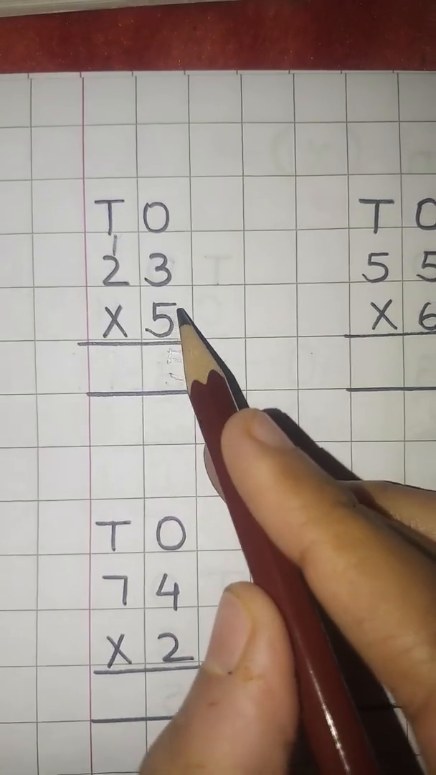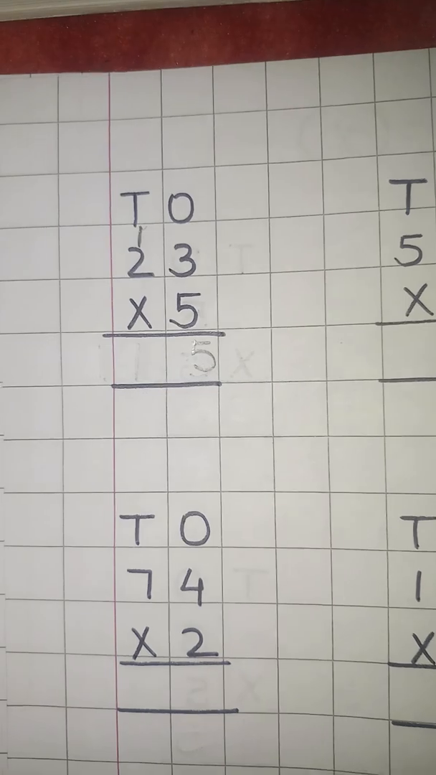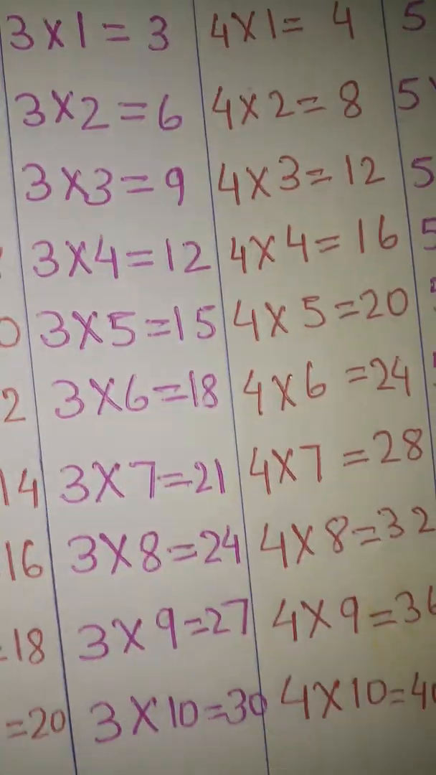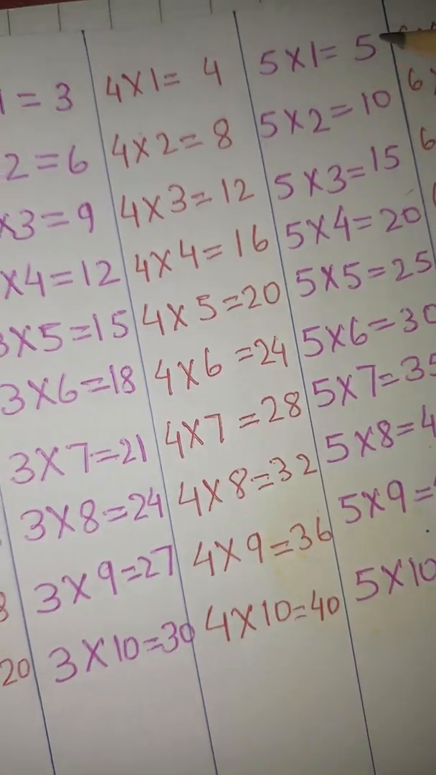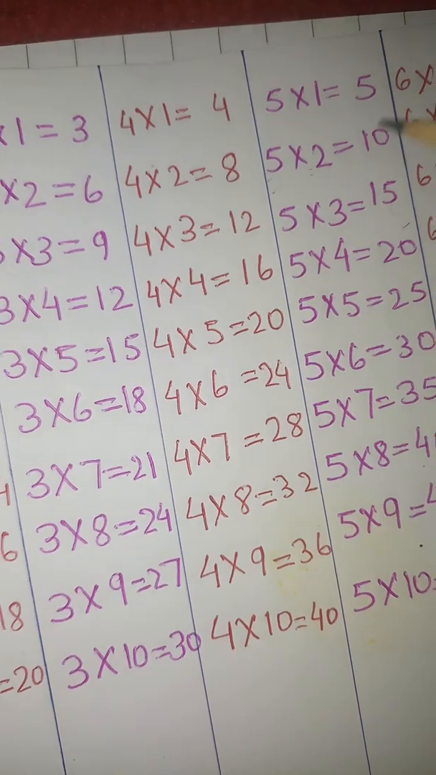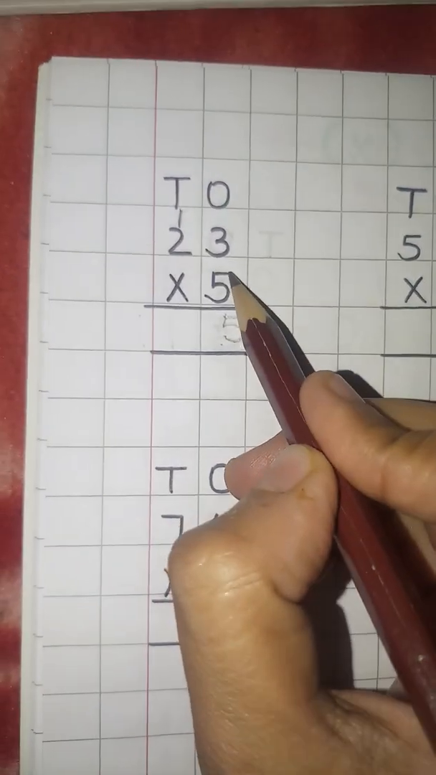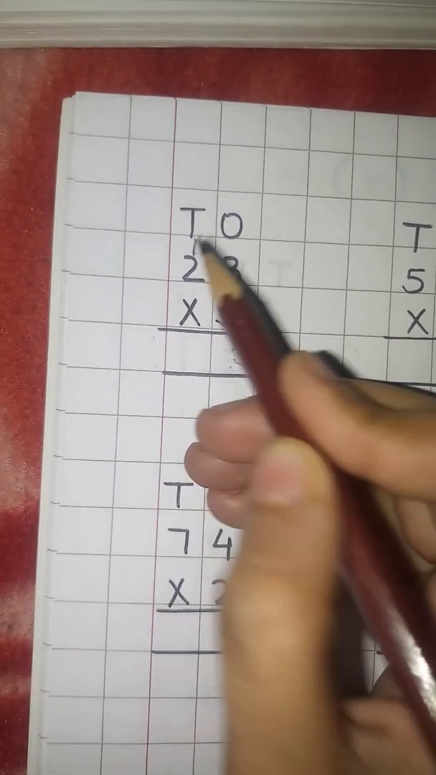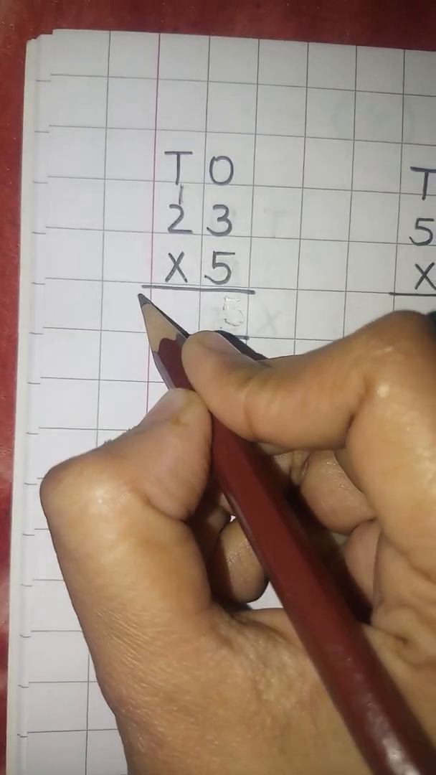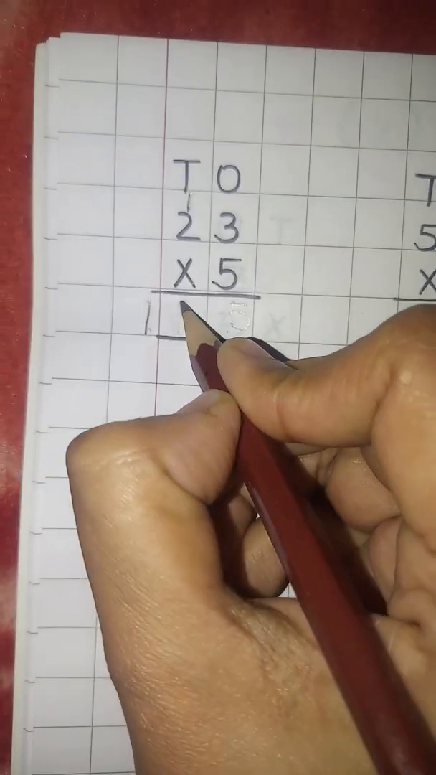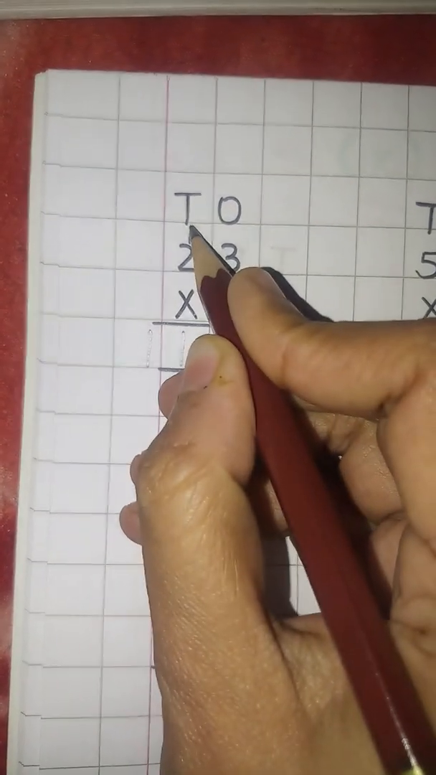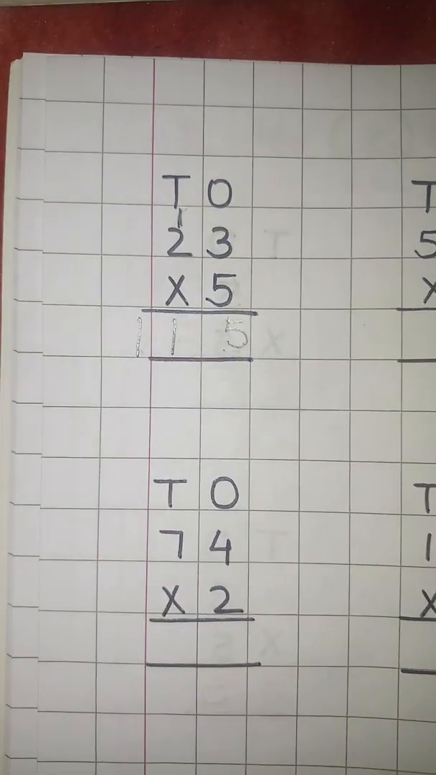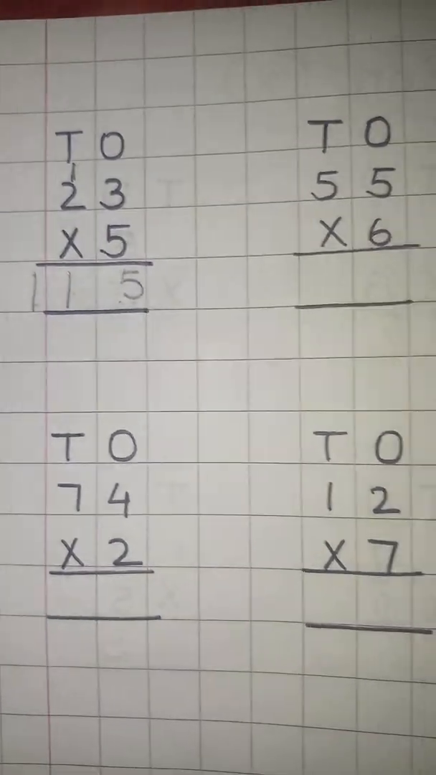Then 5 into 2. Let's see, 5 into 1, 5. 5 into 2, 10. 5 2s are 10, and then we add the carry over. So our answer will be 11. 10 plus 1 is 11. Understood?